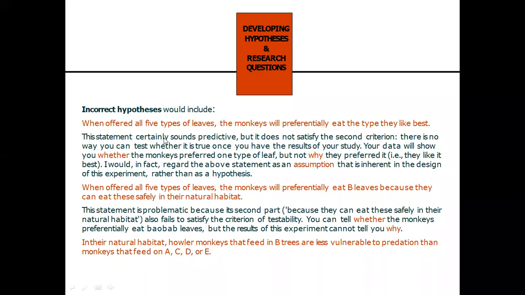Remember that when I was discussing the definition of a hypothesis, at that time I also said that the definition should be clear and precise. So in this example, when offered all 5 types of leaves, the monkey will preferentially eat the type they like best. It's not clear what type it likes the best. So this is an example of an incorrect hypothesis.